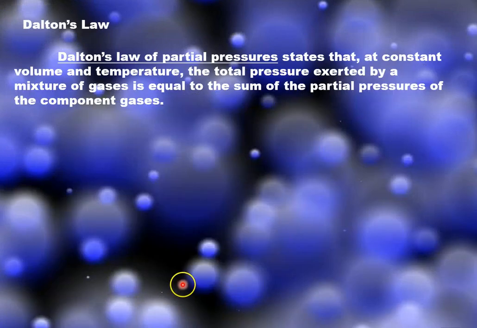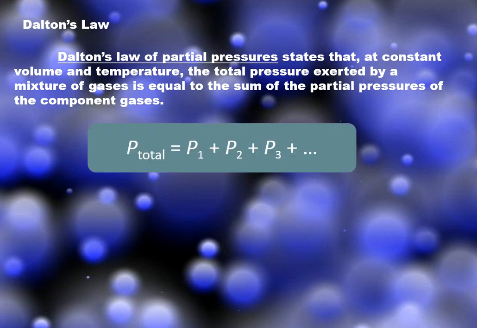Dalton's law of partial pressure states that at constant volume and temperature, the total pressure exerted by a mixture of gases is equal to the sum of the partial pressures of the component gases. And here's the equation. So you have the total pressure is equal to the partial pressure of gas 1, 2, 3, and as many gases as you have that makes up the mixture.